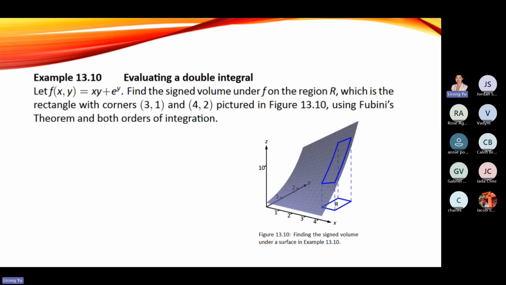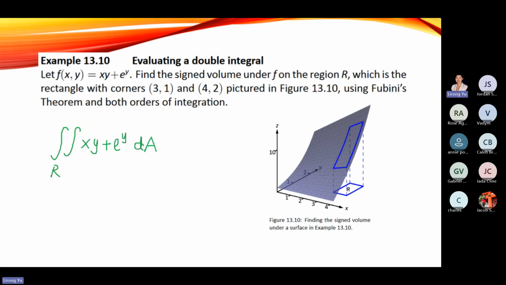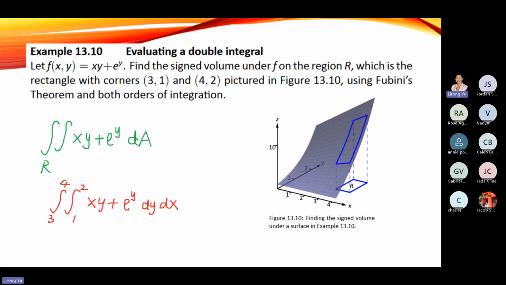The first example has a rectangular region, the little rectangle with corner points 3, 1 and 4, 2. When you integrate a function, the integration limits will be determined by the integration region, which is that little rectangle. In this case, the lower and upper boundaries for x are 3 to 4, and for y are 1 to 2. So if it's a rectangular integration region, the integration limits shouldn't be too hard.